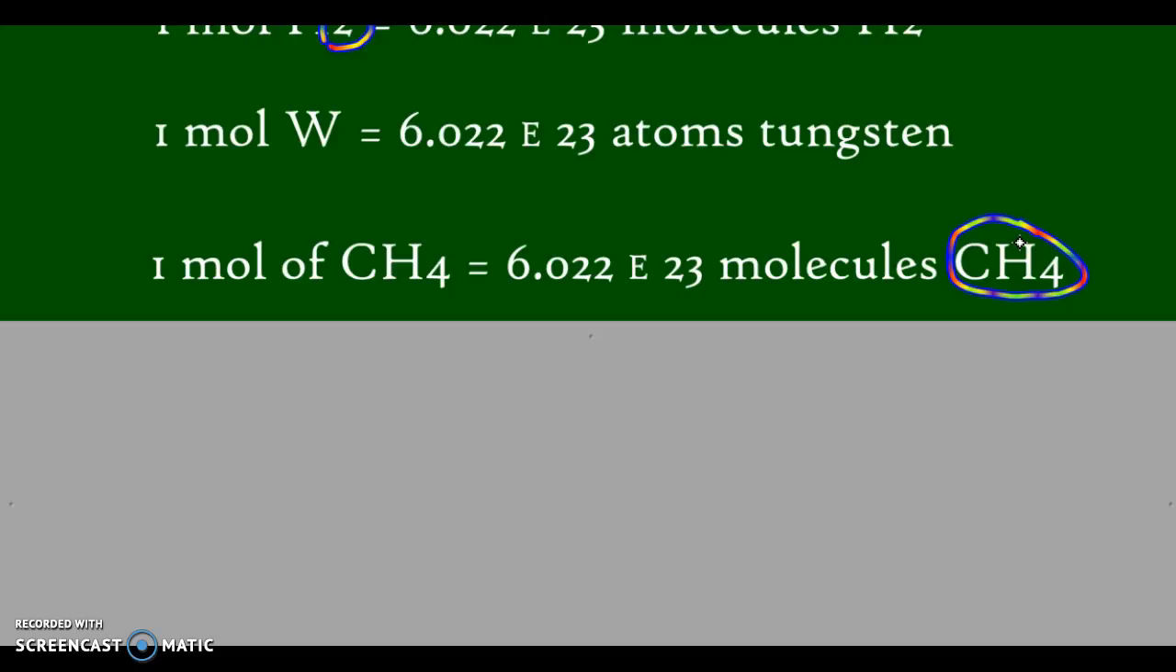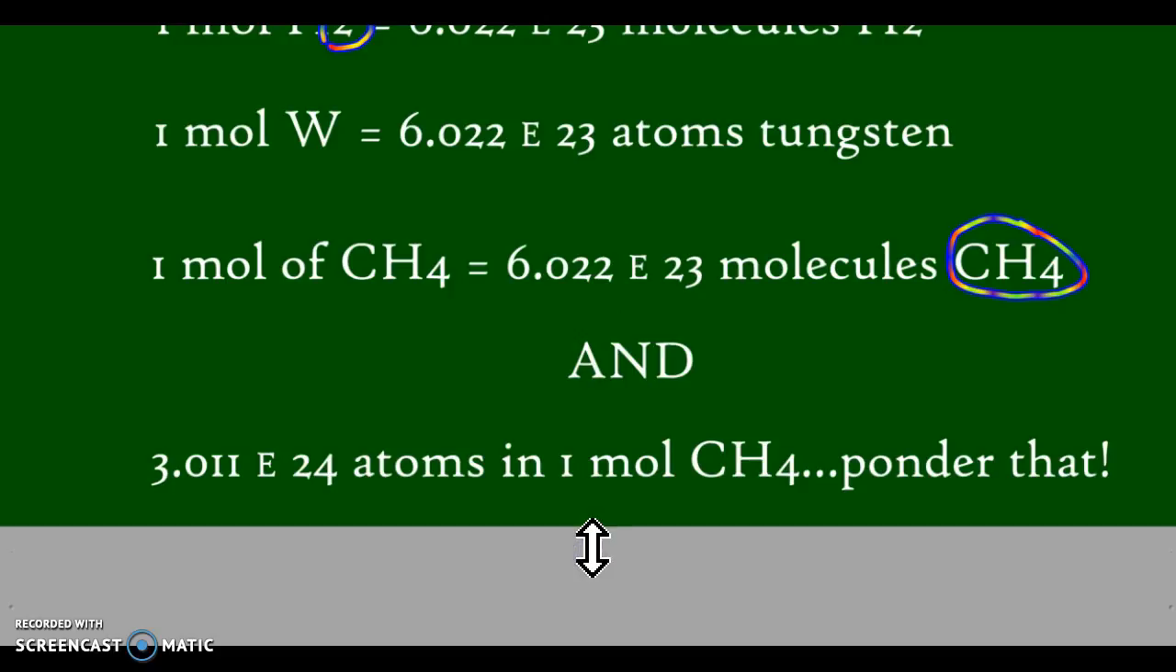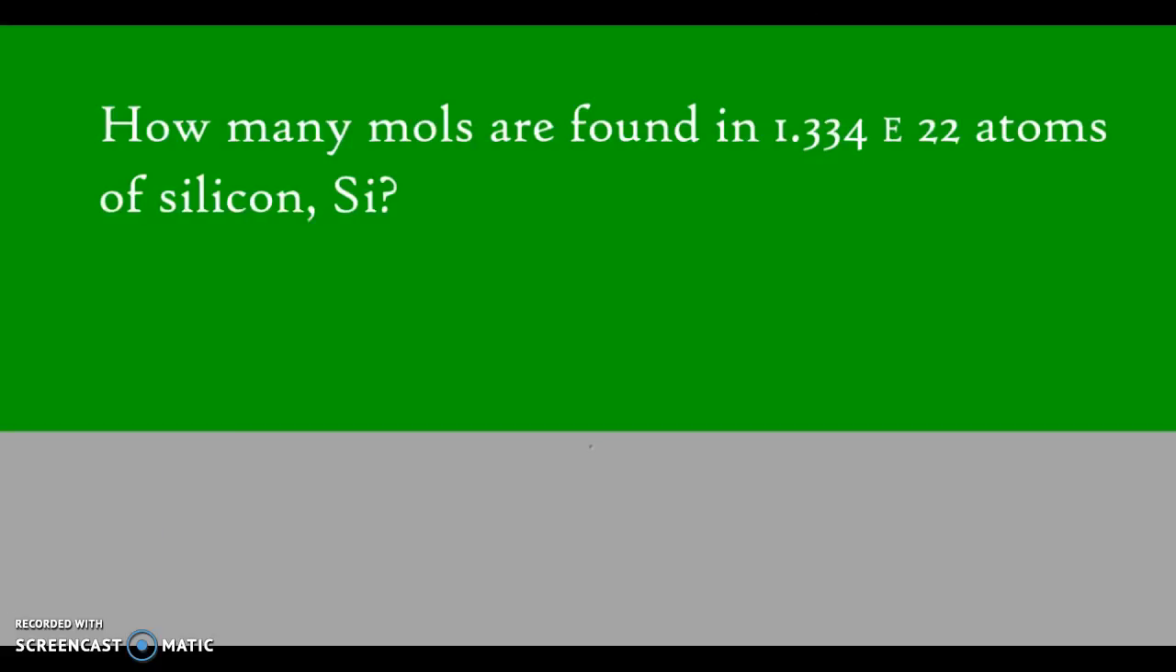So therefore, I have 3.011 times 10 to the 24th atoms in 1 mole of methane. Ponder that. And most people figure out all I need to do is multiply that by 5, and I get that number right there. Okay. Now, how does this work? Well, very simply. We have a problem.